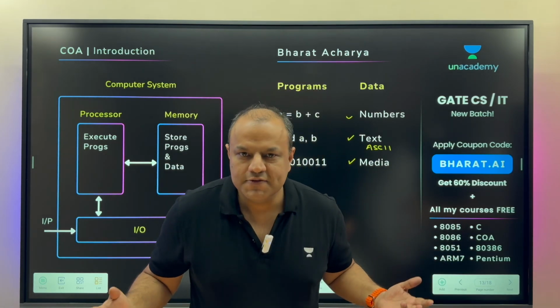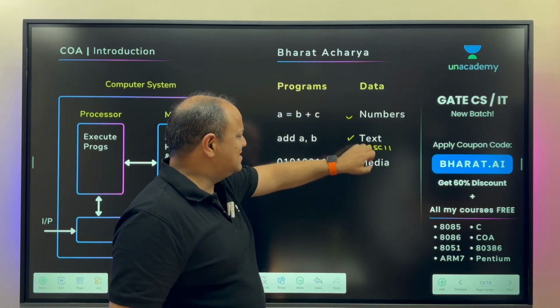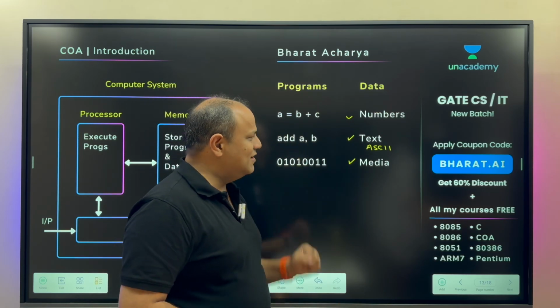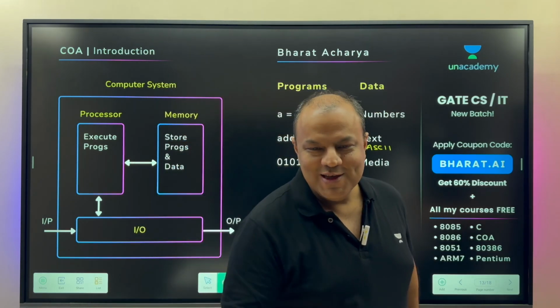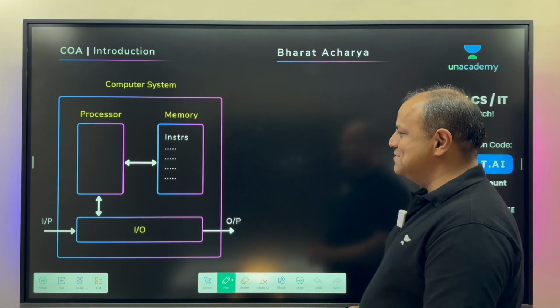So sound, images, movies, all kinds of media become zeros and ones. Whether it's text, numbers, media, or programs, everything stored in the computer's memory is just a stream of zeros and ones.